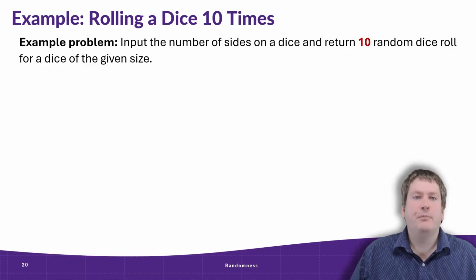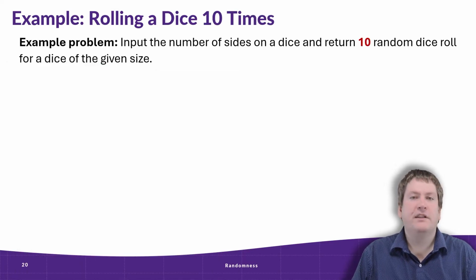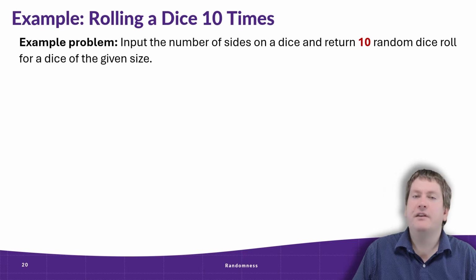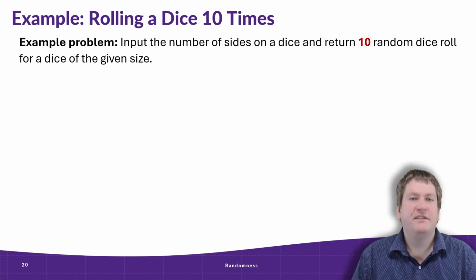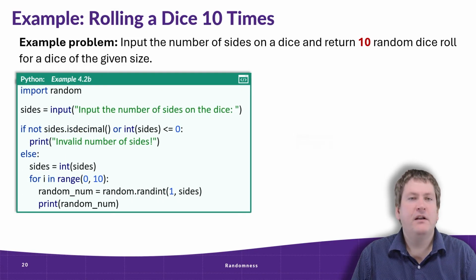Now let's make this a little bit more interesting. Instead of just rolling the dice once, how about we input the number of sides and then roll the dice 10 times to see what kind of results we get. So the program looks very similar. The only difference is we're adding this for loop here.